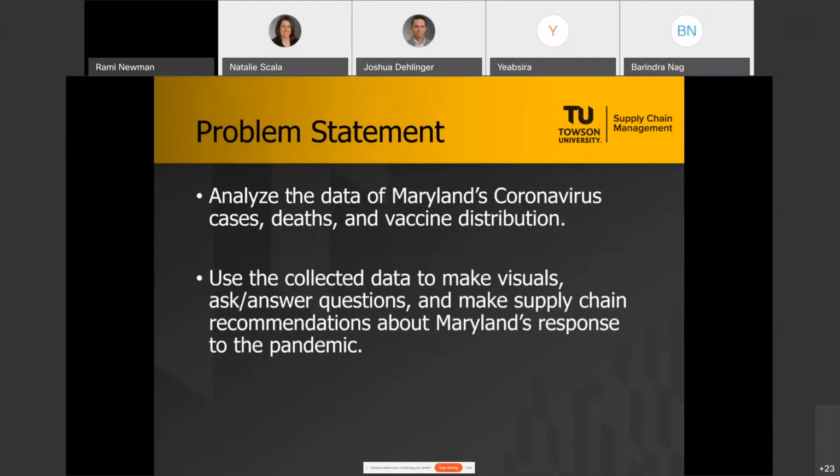So for my problem statement, I analyzed the data of Maryland's coronavirus cases, deaths, and vaccine distribution, and I used that data to make visuals, ask and answer questions, and make supply chain recommendations about Maryland's response and how things have been going so far and what we can do in the future.